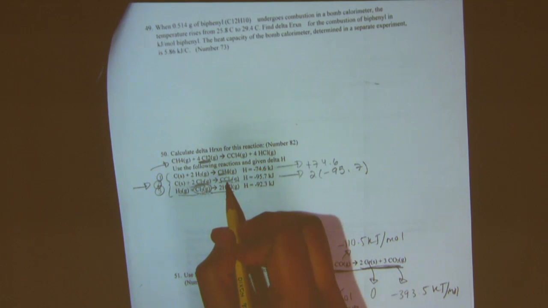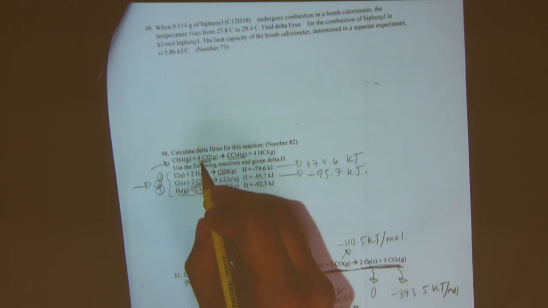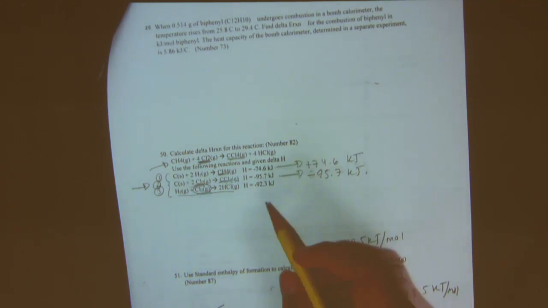Okay? So we have CCl4 here, we have CCl4 here, so what would happen to our delta H? Stay the same, awesome. Okay, so it'd be negative 95.7 kilojoules. Okay, and we have Cl2 here, we have 4 Cl2 here, so what would happen to our delta H? Multiply it by 2.